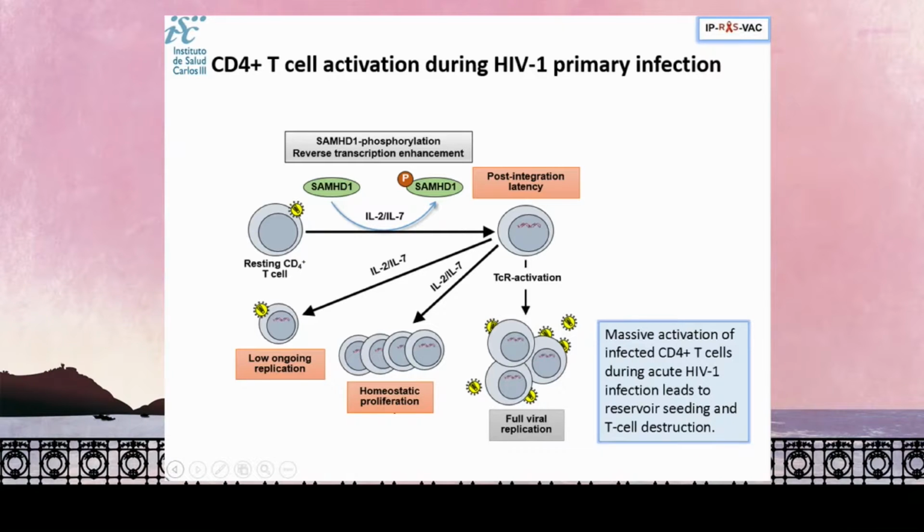So what really happens in people who are acutely infected with HIV-1 is that SAMHD1 is being interfered with because of this massive activation of the CD4 T cells, and this leads to the formation of the reservoir and the T cell destruction characteristic of the early stages of the infection.